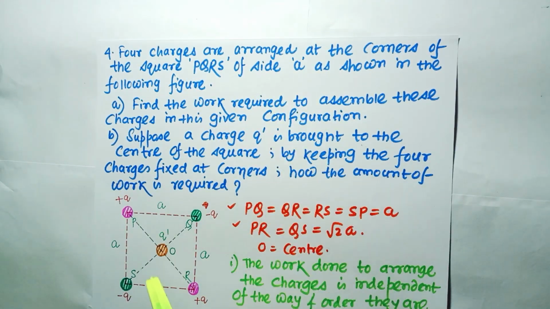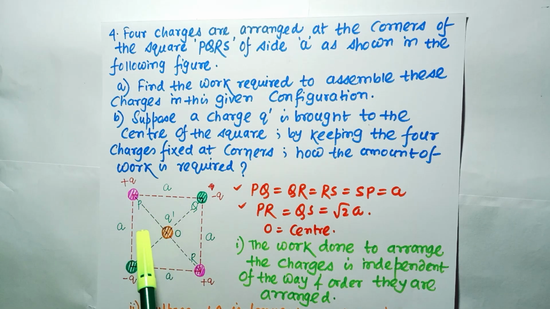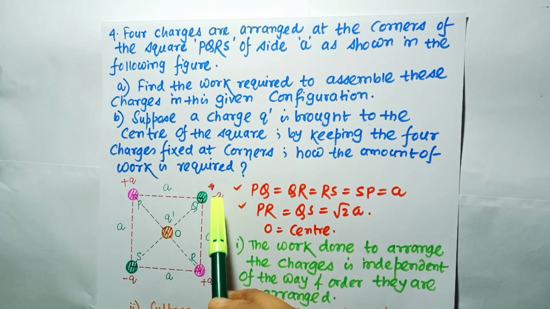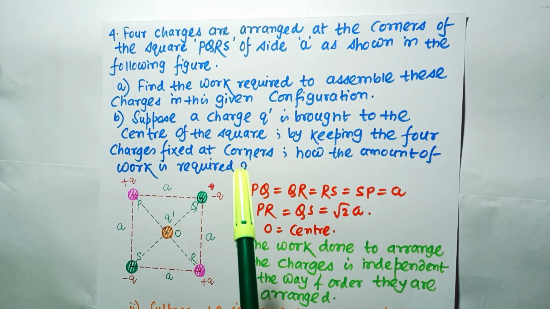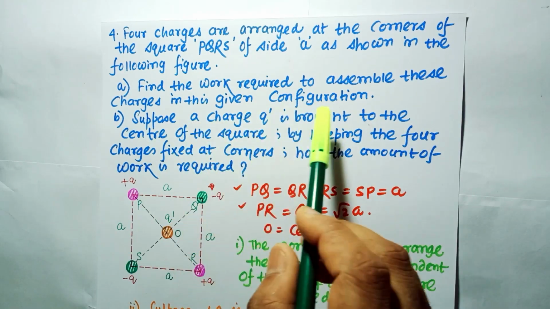From the figure you can see this is the square PQRS. At the opposite points P and R, there are 2 plus Q charges, and at the opposite points Q and S, there are 2 minus Q charges located. The side of the square is small a. Find the work required to assemble these charges in this given configuration.